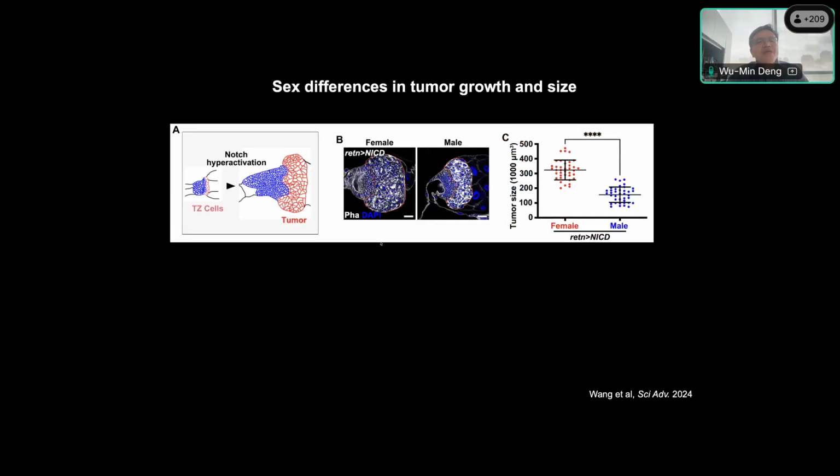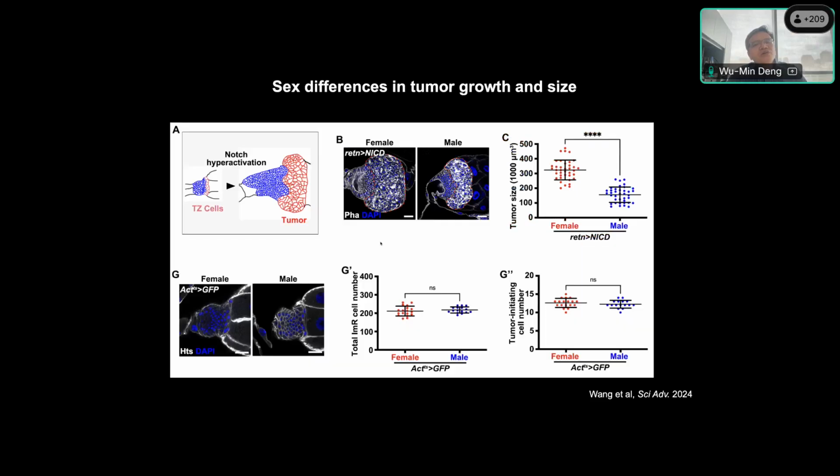When Xianfeng continued using this model, he noticed that the tumor size is different between male and female larvae. The salivary gland is not a sexual organ, and the transition zone cells between male and female in the control situation don't differ much. They have about the same number of cells, and the cell size is not different. But when tumors get started, the females grow a larger tumor, about 2.5 times larger than the male tumor. So this raises a very interesting question: how do the tumors show this sex-dimorphic growth?